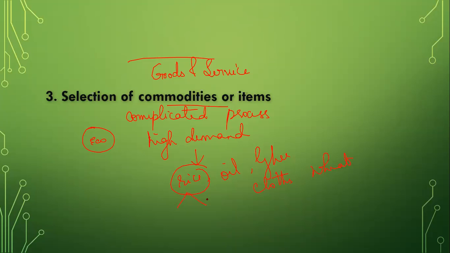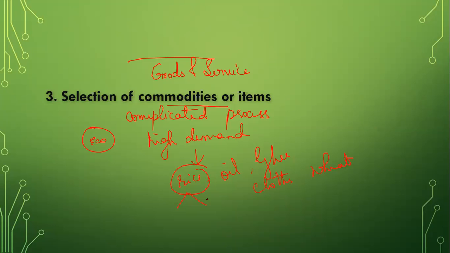With the help of this, you can even represent the taste and preference, the standard of living of the people, their customs and traditions. You can easily represent that too with the help of these data. That is the third point, that is selection of commodities or items.